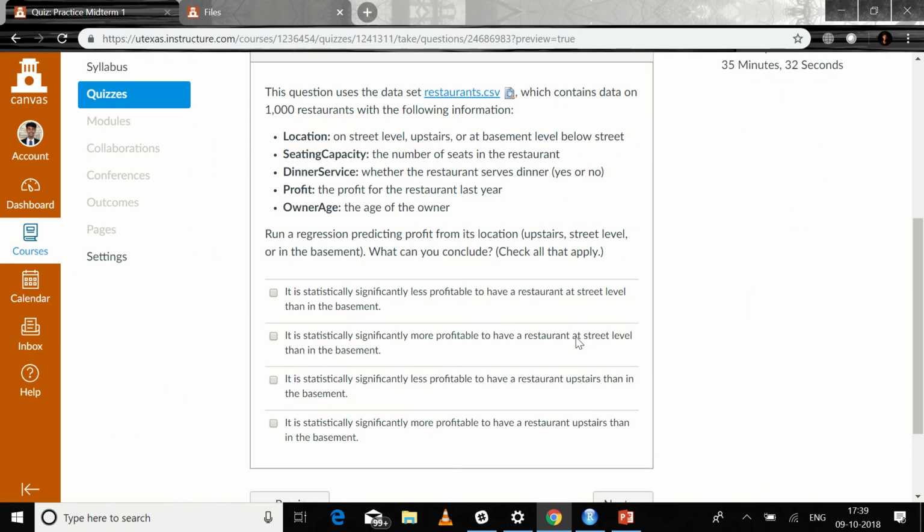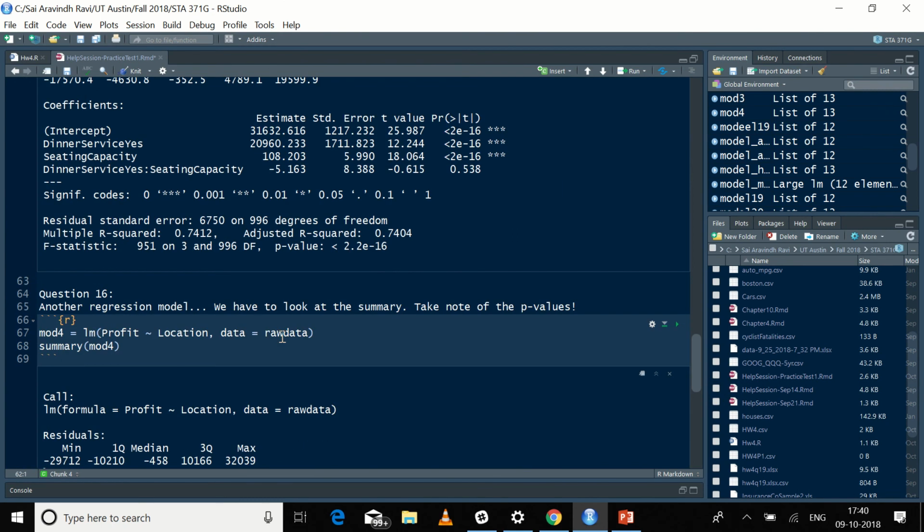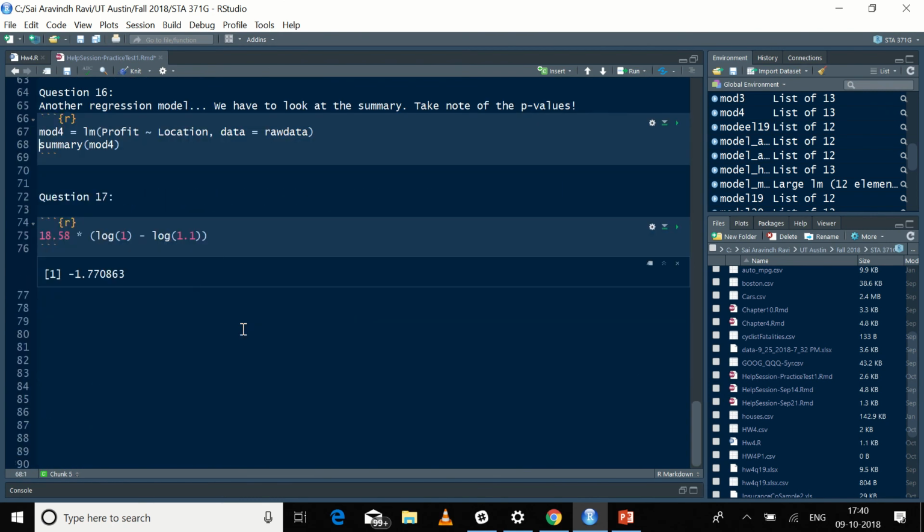Okay. Now he asks you to run a regression predicting profit from location. That's all they want, right? So your restaurant location is either upstairs, street level, or in the basement. Now, what can you conclude? Check all that apply. All right. So now I'll run the regression for profit against location, and I'll print the summary of that model.